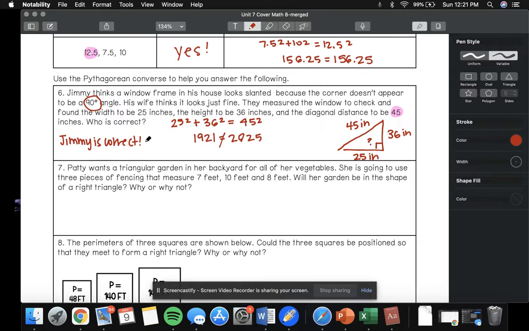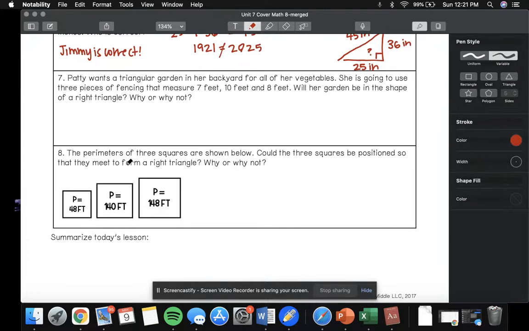All right, Patty wants a triangular garden in her backyard for all of her vegetables. She's going to use 3 pieces of wood that measure 7 feet, 10 feet, and 8 feet. Will her garden be in the shape of a right triangle? Why or why not? Okay, so we're just going to test to see if this would be the hypotenuse. So we're going to do 7 squared plus 8 squared equaling 10 squared. 7 squared plus 8 squared is 113, and that does not equal 10 squared, which is 100. Okay, so this would not be a right triangle.